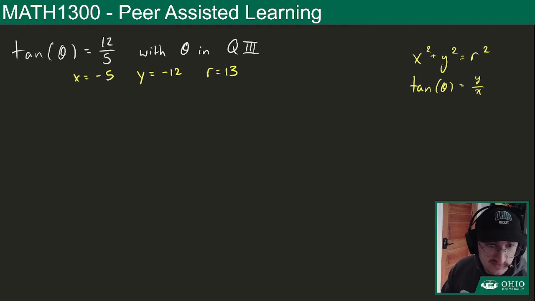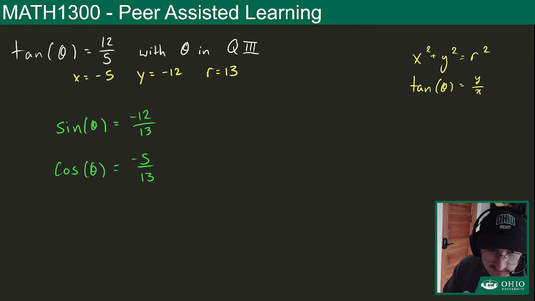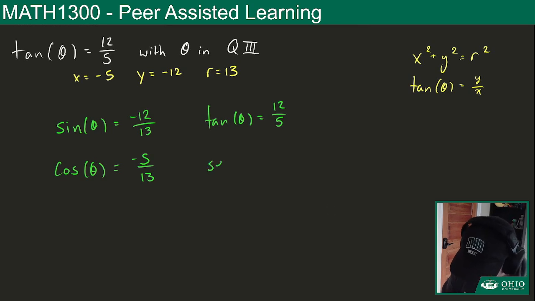We have sine is equal to y over r. It's negative 12 over 13. We have cosine, that is equal to x over r, so that's negative 5 over 13. We have tangent, which we already have from the problem, but I will write it out just so it looks nice. We have secant, which equals r over x, and so that's the reciprocal of cosine. Negative 13 over 5. We have cosecant.